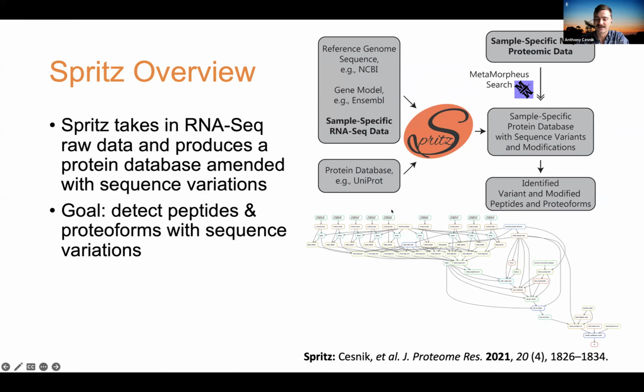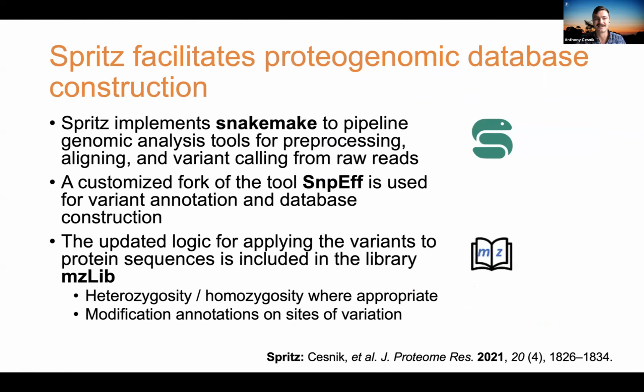And it's basically a pipeline. It's a Snakemake pipeline that automates the execution of a bunch of different tools to, at the end, produce a database that can be used in search algorithms. So Spritz implements a Snakemake pipeline.